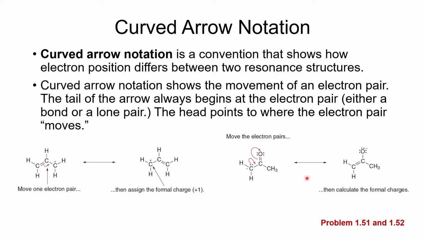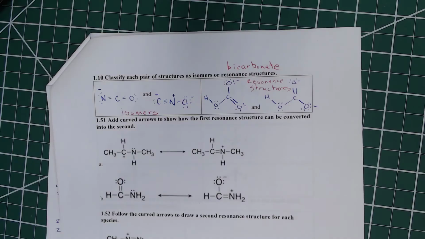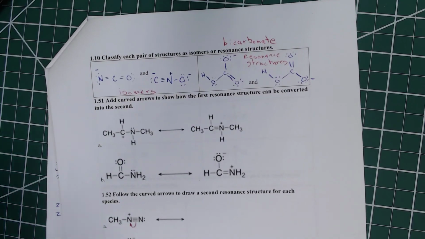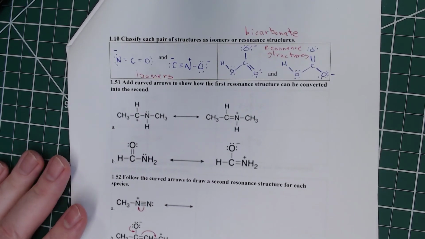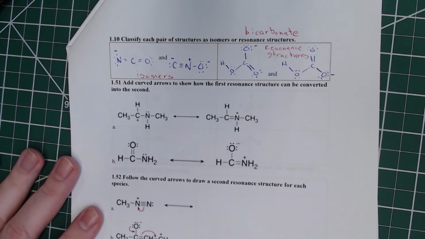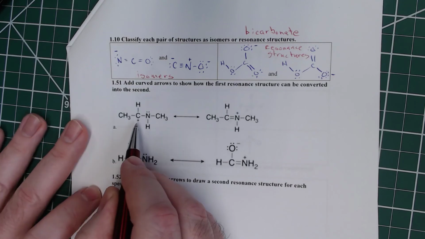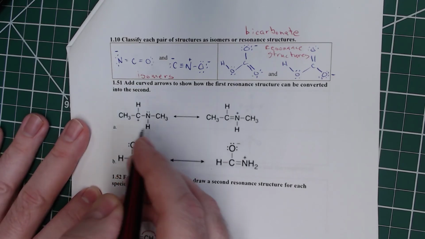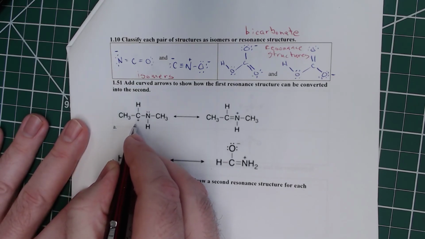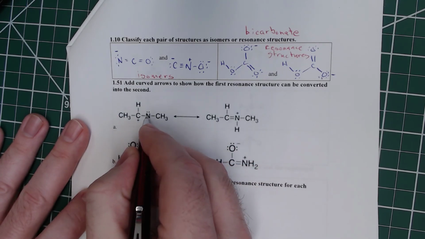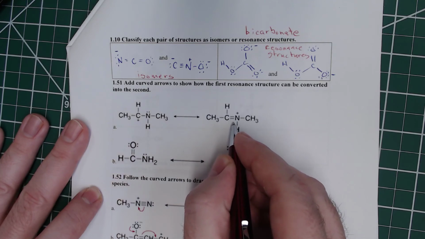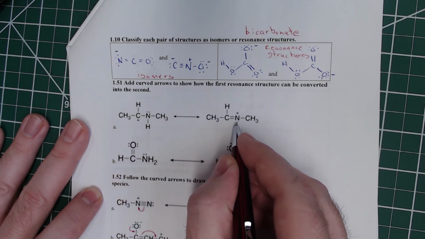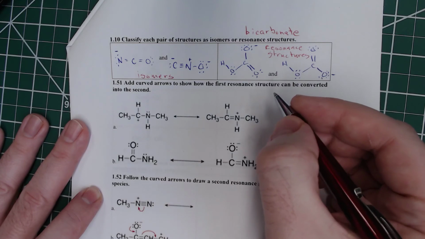Let's look at number 51 and 52 on the in-class assignment. So here's number 51, and this one is pretty easy, but we've got to start somewhere. You'll see that this carbon doesn't have a full octet, so it can accept some electrons. And we've got a pair of electrons on the nitrogen. Over here, we end up with a double bond between carbon and nitrogen, and we end up with a positive charge on the nitrogen.